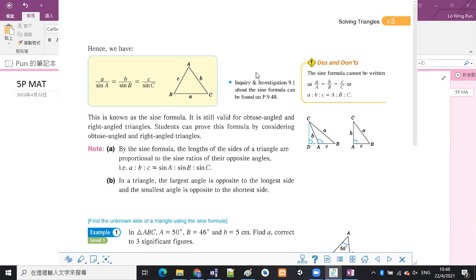But in senior forms, in form 5 here, the formula you are going to learn in this chapter is not used only in right-angled triangles. Any triangle will be okay. So this is a more advanced technique for finding lengths and finding angles in triangles.